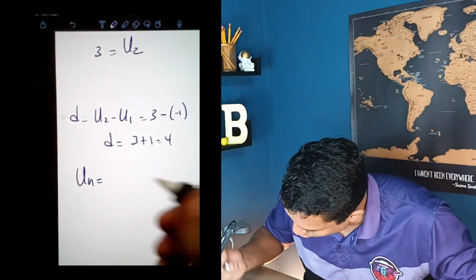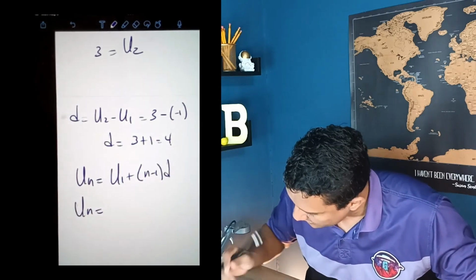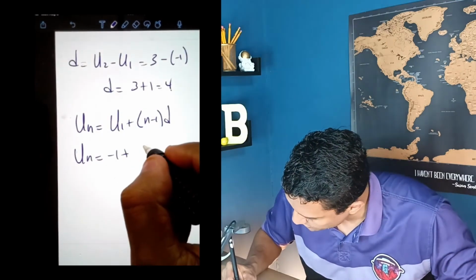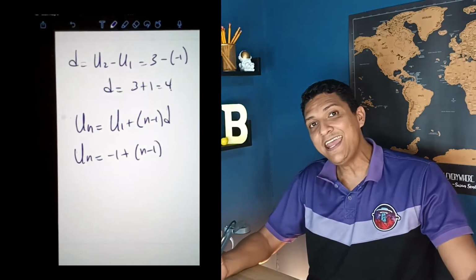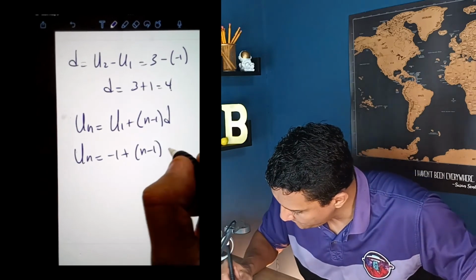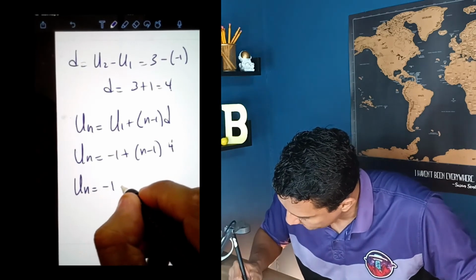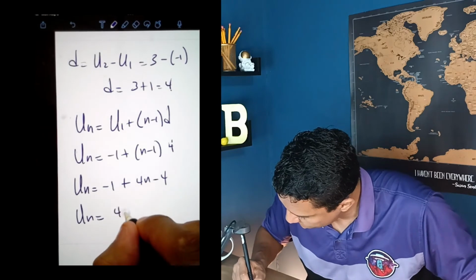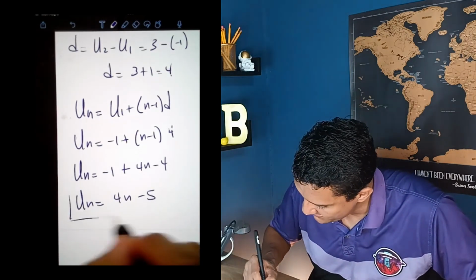Un equals U1 plus n minus 1 times d. Un equals U1, which is negative 1, plus n minus 1. Remember that I do not need to replace n because the general expression is in terms of n. Okay, and the common difference is 4. I need now to simplify this expression. Negative 1 plus 4n minus 4, un equals 4n minus 5, and this is the answer.